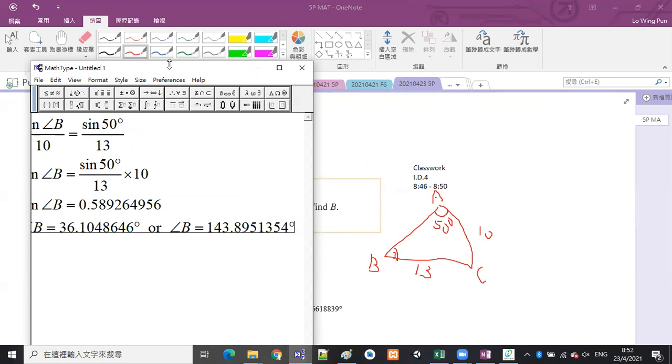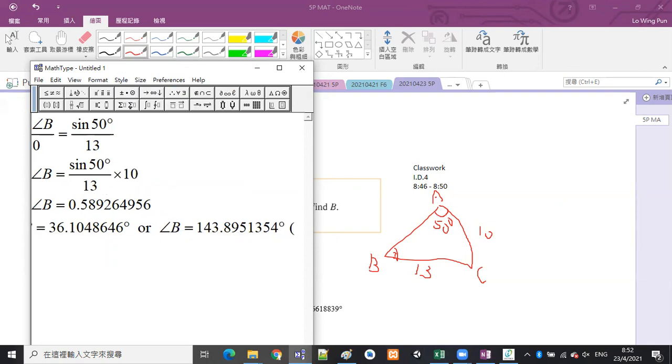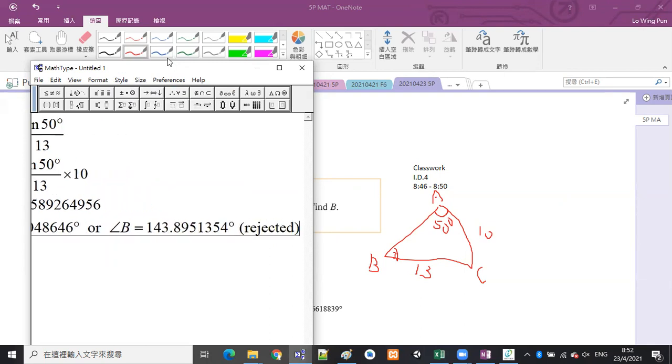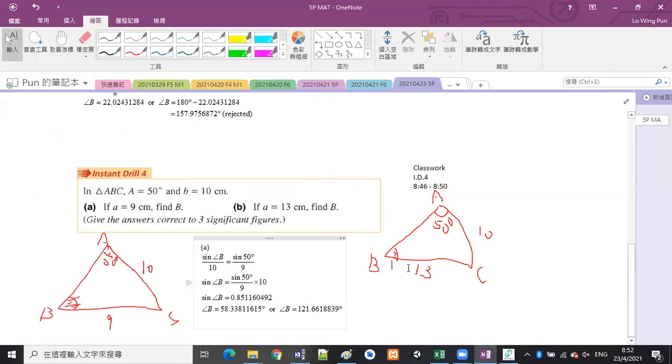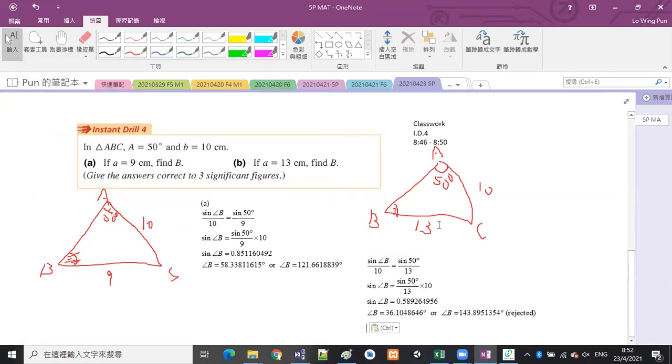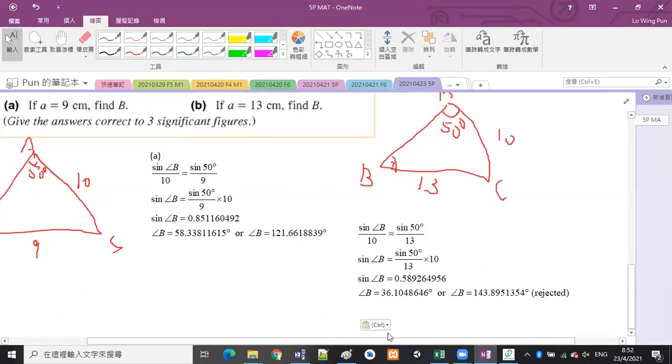Let's add this number with the given number. It is already larger than 180 degrees. So this one should be rejected. Remember to reject, okay? Otherwise, you can't get the answer mark. Is that okay? Up to now, using the sine formula, okay?